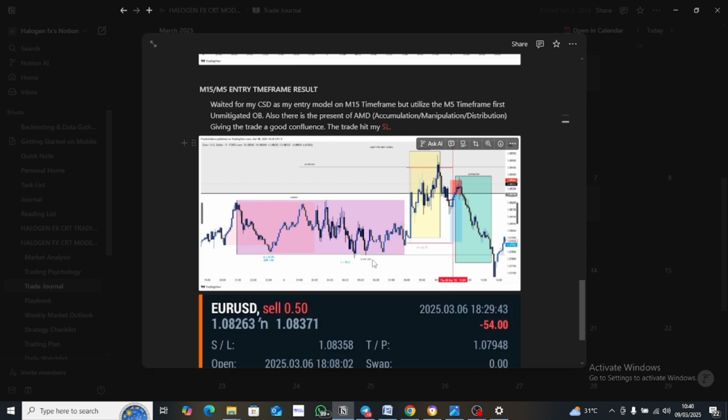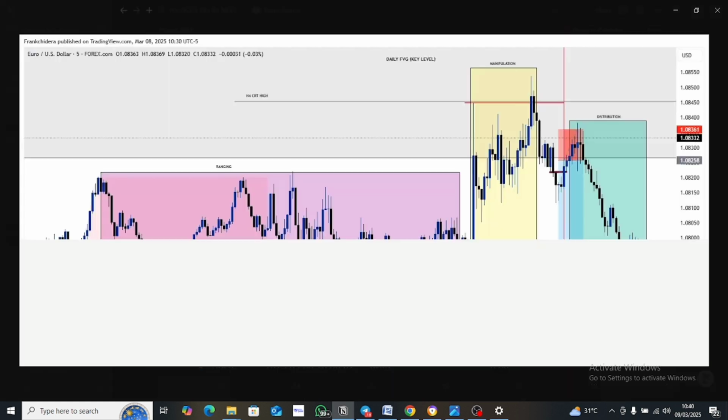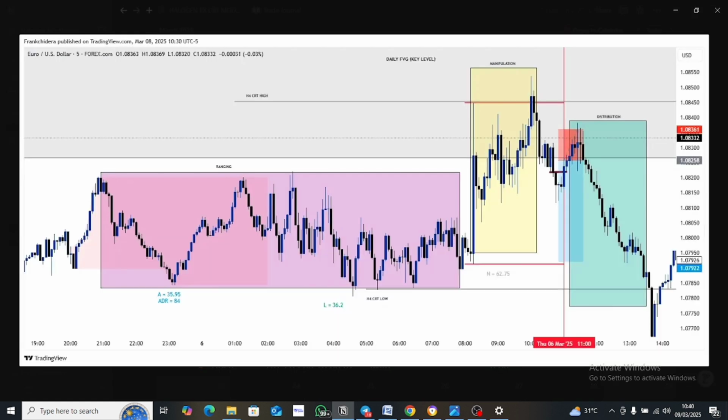Now I went straight to my 15-minute time frame, where I waited for my change of state of delivery. But in this case, I utilized the 5-minute time frame in order to see a broad picture of the accumulation, manipulation, and distribution. Look at it, which is an added confluence to my trade. You can see this is the ranging.